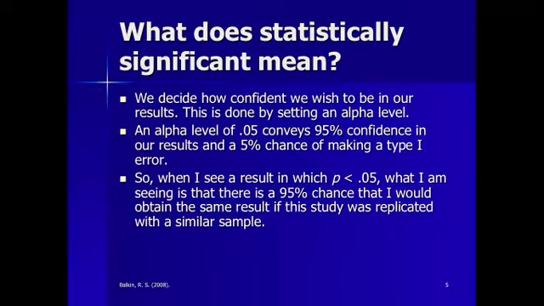So just to reiterate, an alpha level is one way that we can convey that percent of probability of something being correct or confidence or occurring again. Not necessarily correct, but occurring again. When I see p is less than 0.05, what I'm saying is that there's a greater than 95% chance that I could replicate these results with a similar sample.